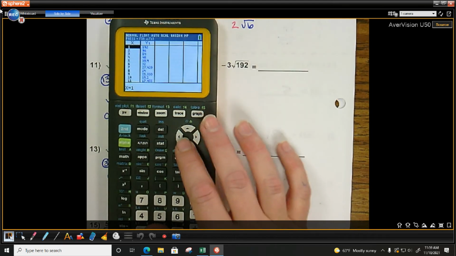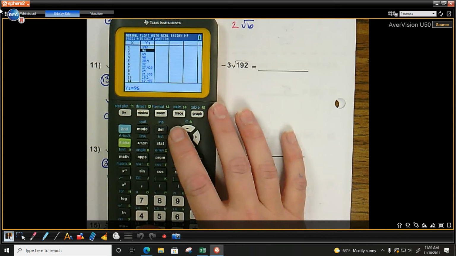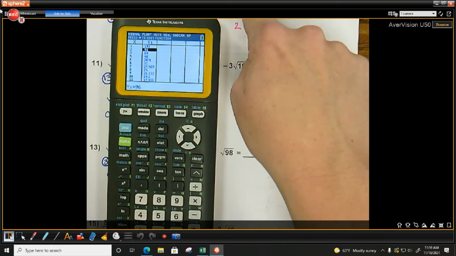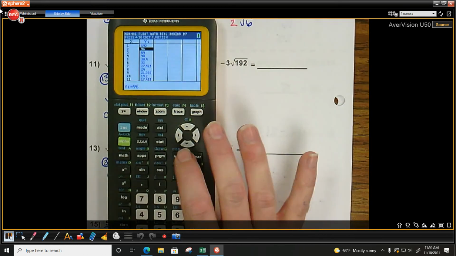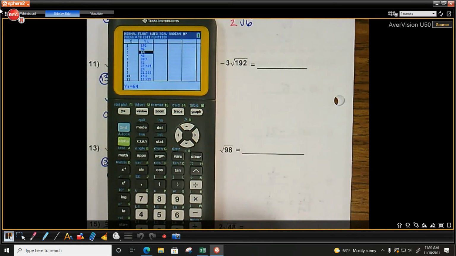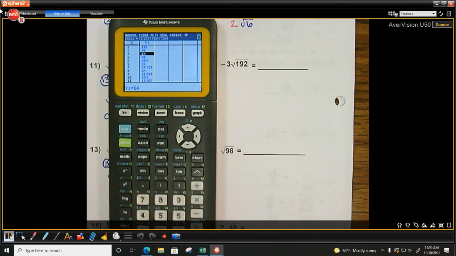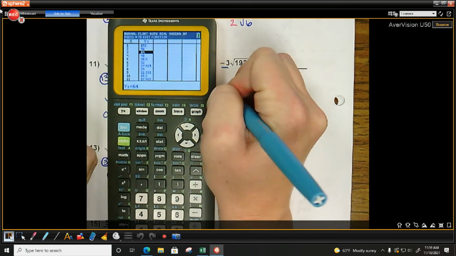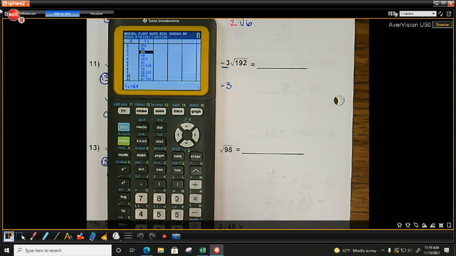2 and 96. Is 96 on my list? No, you jump from 81 to 100. Is 64 on my list? Yes. Always break it up. I'm going to put the negative 3 out in front. But always break your number up where the perfect square goes first.